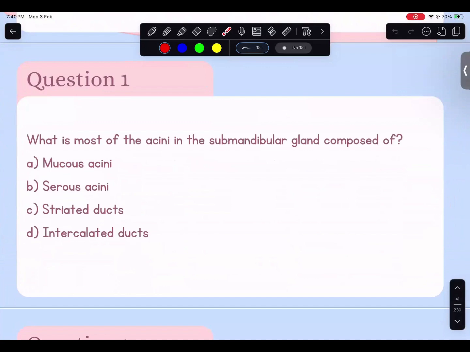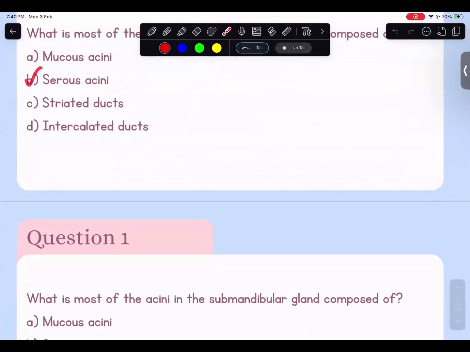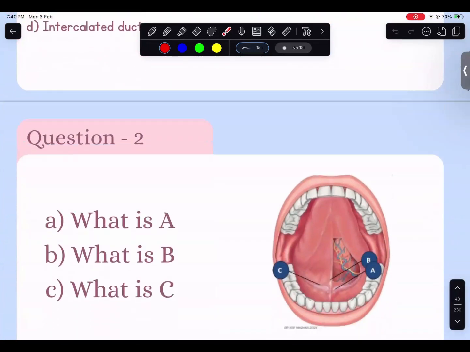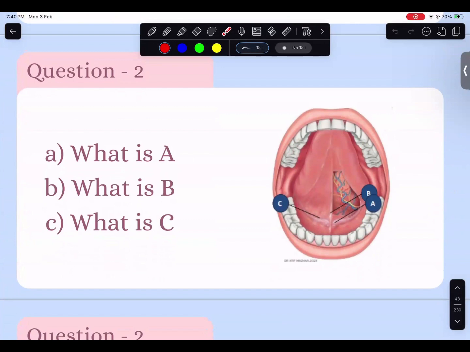So what is most of the acini in the submandibular gland composed of? Is it mucus or serous? Yes, it is the serous. Good job. Next question. Label A, B, and C. Might be a bit tricky, but you guys got this.